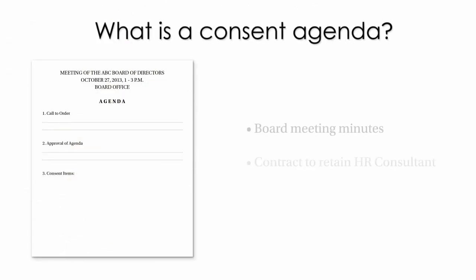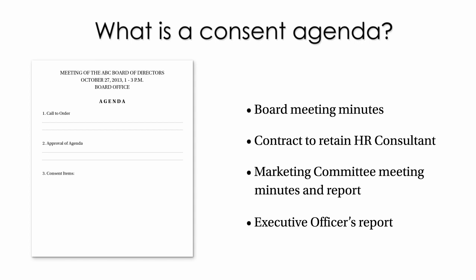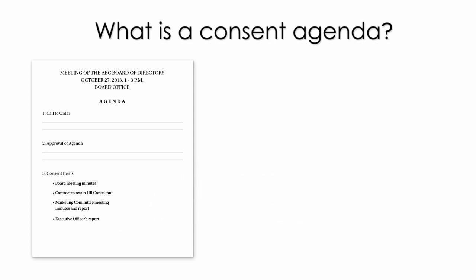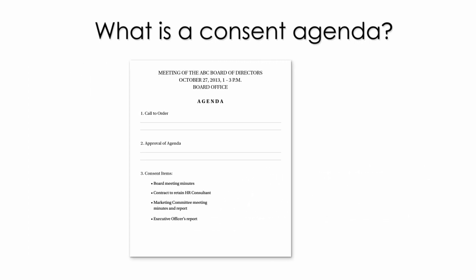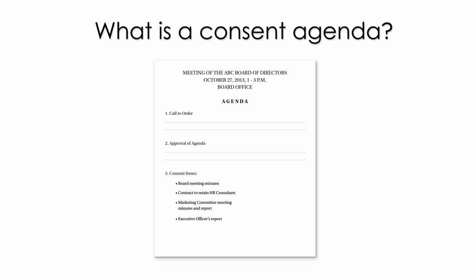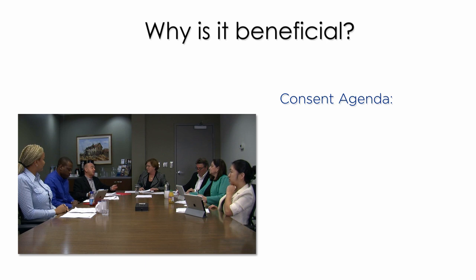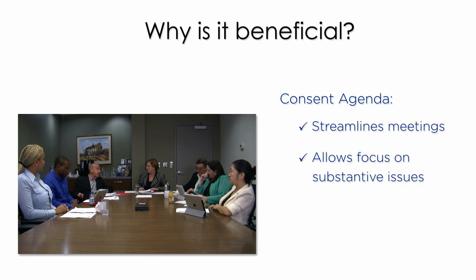Many boards of directors make use of a consent agenda to save time at their meetings. A consent agenda groups the routine, procedural, and non-controversial items that need to be approved at a meeting. These items are presented to the board in a single motion. A consent agenda helps streamline meetings and allows the board to focus on substantive issues rather than on routine items.